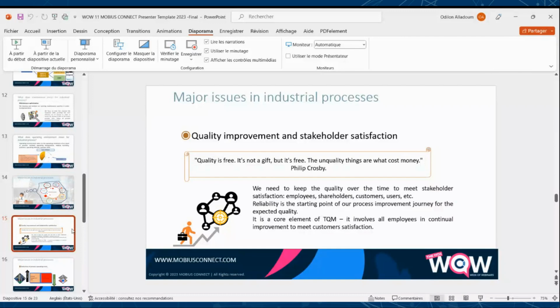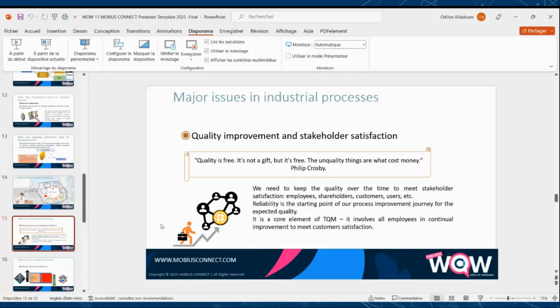This means that it is important to do things right the first time. If you don't do so, we will pay for unquality. Doing things right the first time means also that we need to keep the quality over the time to meet stakeholders' satisfaction. These stakeholders are employer, employee, shareholder, customer, user, etc.